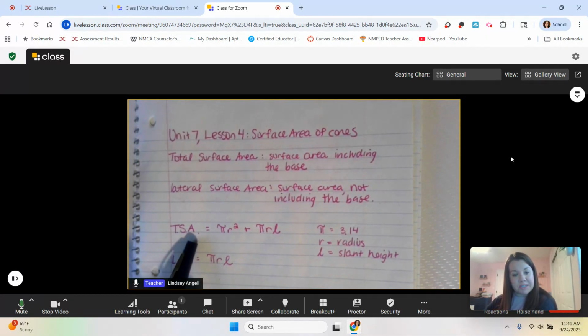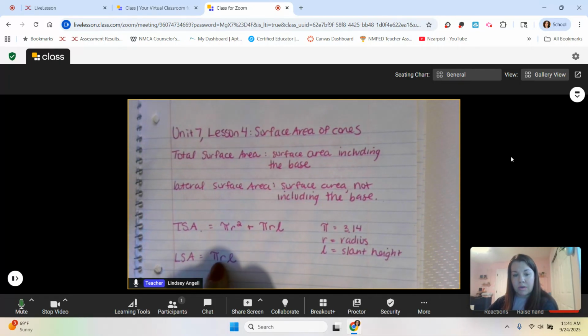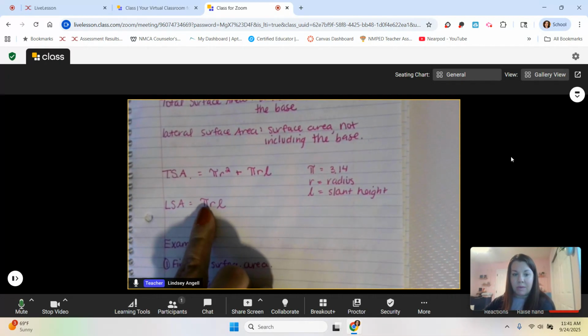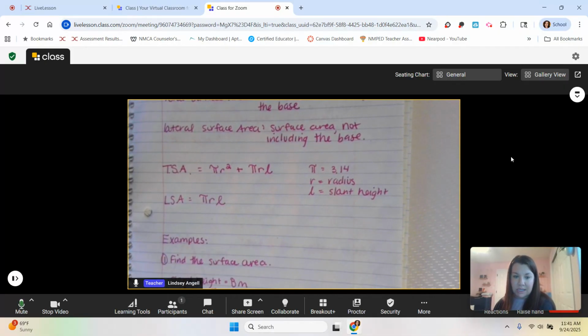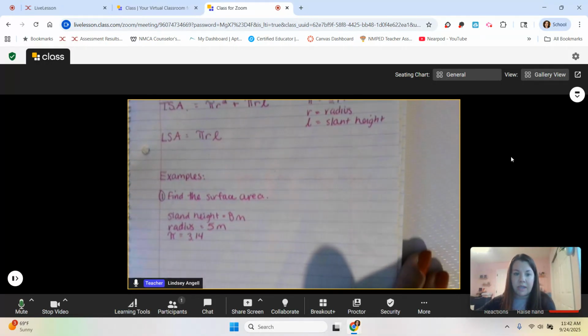So the total surface area formula that we're going to be working on is pi r squared. That's the area of a circle, so that would be the base. And then the formula for the rest of the cone, the lateral surface area, is pi times the radius times the slant height. That's what L represents, okay? So if we're excluding the base, then we would only need pi times the radius times the slant height, okay? As long as you know that you're using those formulas, then you should be good to go, right? We're just plugging numbers in and solving.